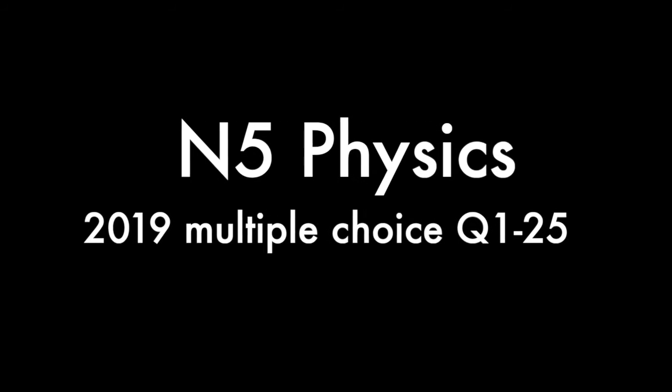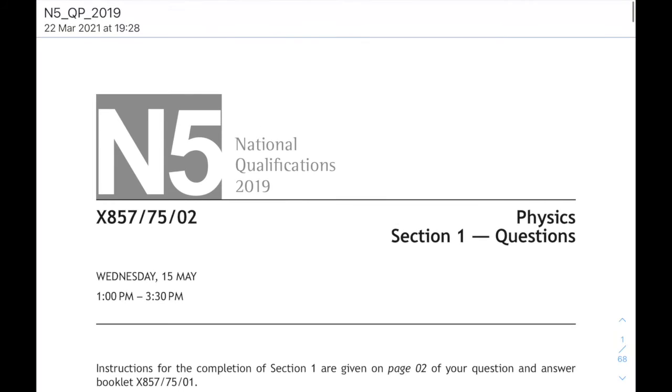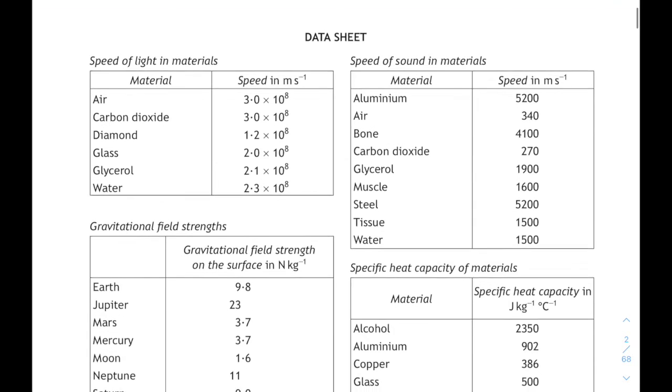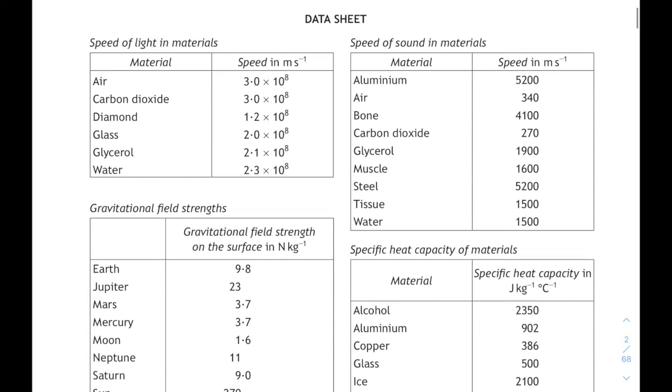Okay, hi folks, it's the turn of the 2019 National 5 Physics paper, multiple choice section. There are 25 questions in this paper. This was the first year it went to 25 questions in the multiple choice.